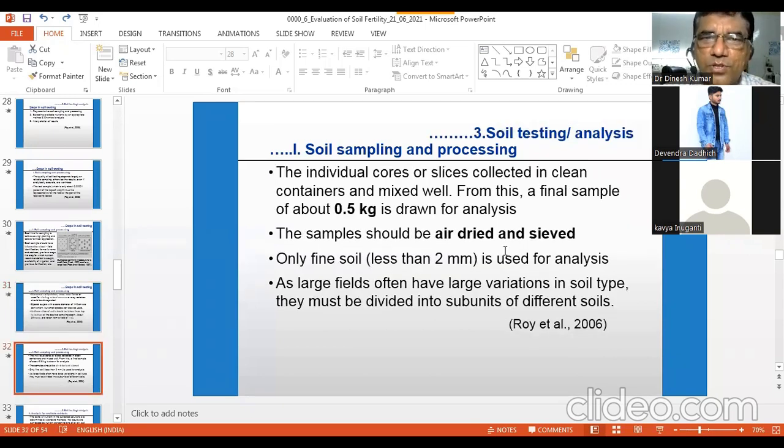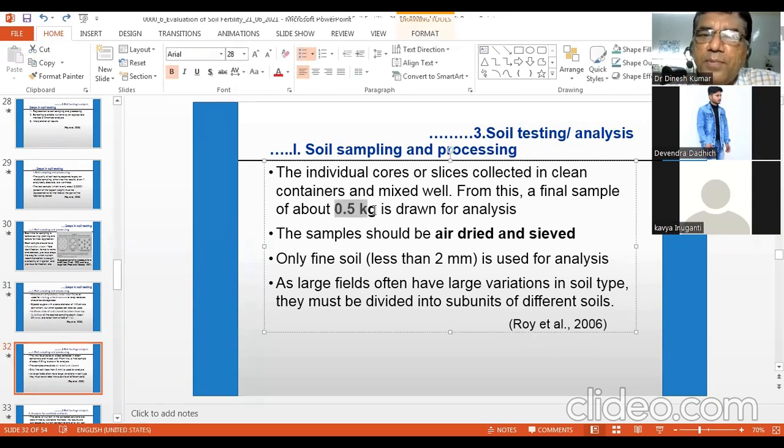The individual cores or slices are collected in a clean container and mixed well. The container should be clean and it should be mixed well. Your hands should not be dirty. You can wear gloves. From this, a final sample of about 0.5 kg or 500 gram is collected. Some techniques are available for mixing and so on. And then you take half a kg.